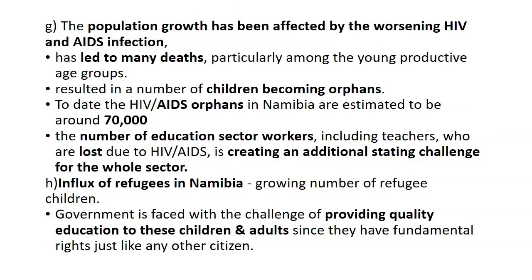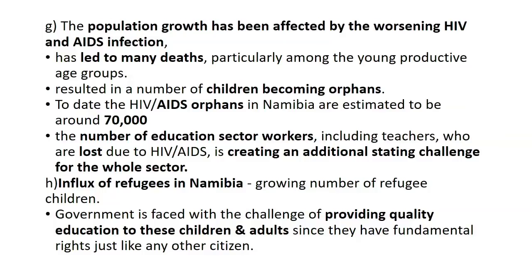Another problem that remains is the population growth that has been adversely affected by the worsening HIV and AIDS infection. It has led to many deaths specifically among the young productive age group, and this has resulted in a large number of children becoming orphans. To date, when the guide was written, they estimated that there were 70,000 HIV/AIDS orphans, but that number is bound to be more now. The number of education sector workers, of course this includes teachers, who are lost due to HIV/AIDS, also creates an additional challenge for the whole sector.